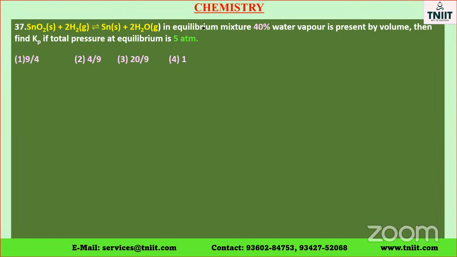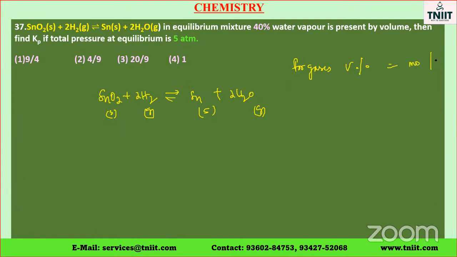Next one. Stannic oxide, SnO2 (solid), plus 2H2 (gas) gives you Sn, tin, plus 2 moles of water. In the equilibrium mixture, 40% water vapor is present by volume. Then find Kp. For gases, volume percentage will be equal to mole percentage.